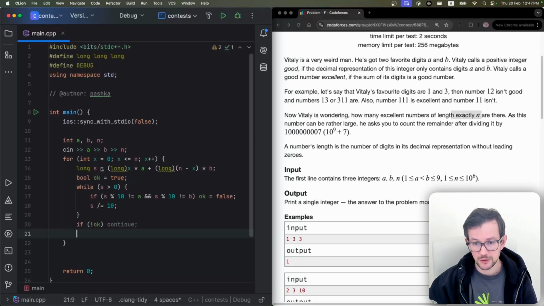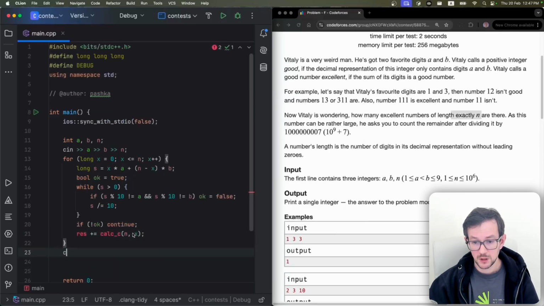What I'm doing here is looking at all values of x, calculating sum s, and checking if sum s is good. If s is good, then I calculate my binomial coefficient and add it to the result. Here I'm just careful not to have any integer overflow problems. I calculate binomial coefficients from n to x, and add this value to the result. That's it. In the end, I just output the result.